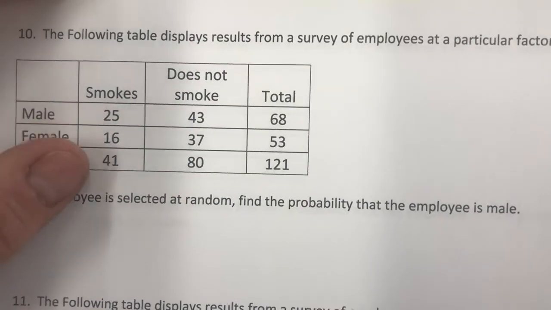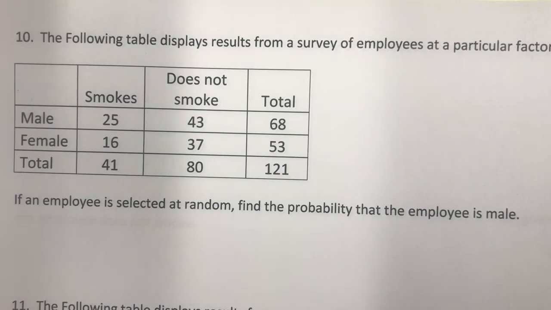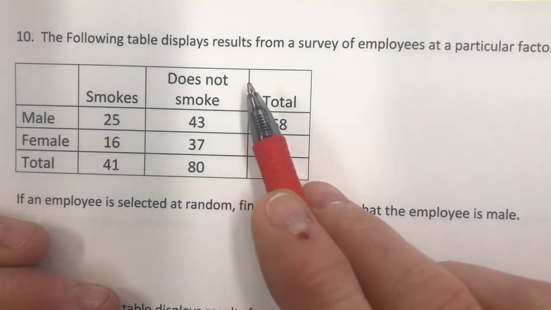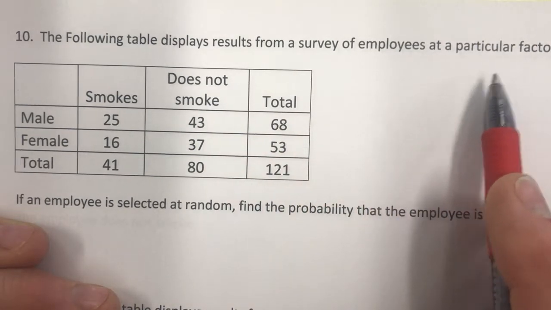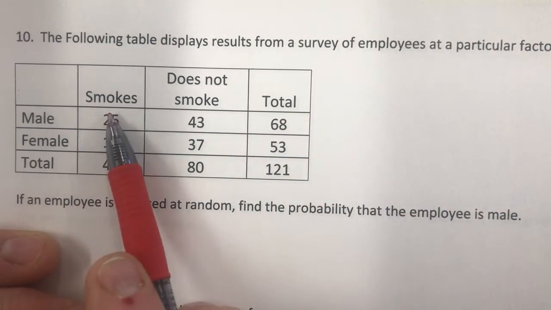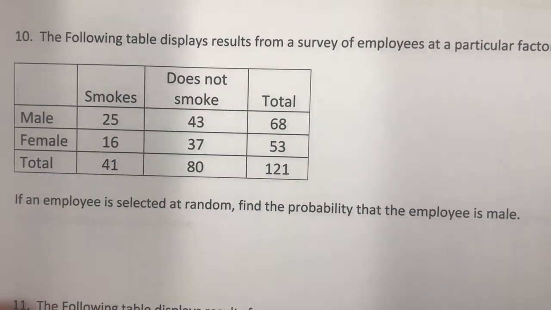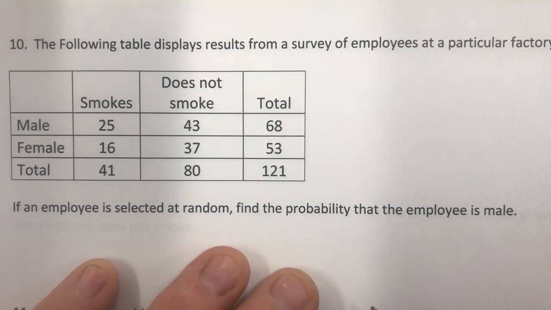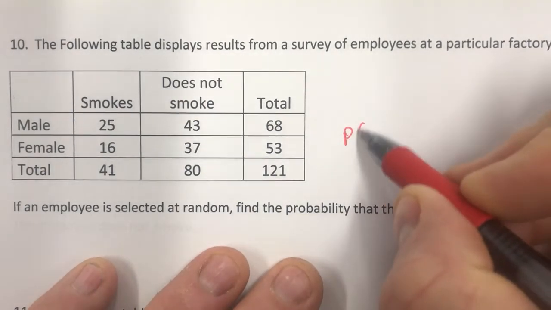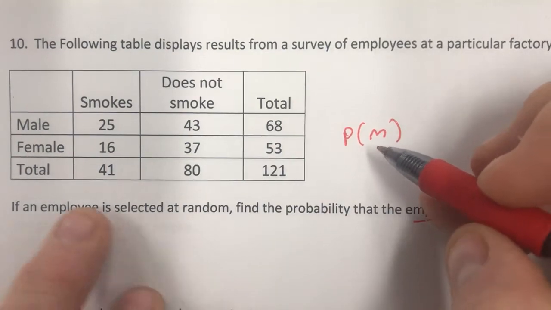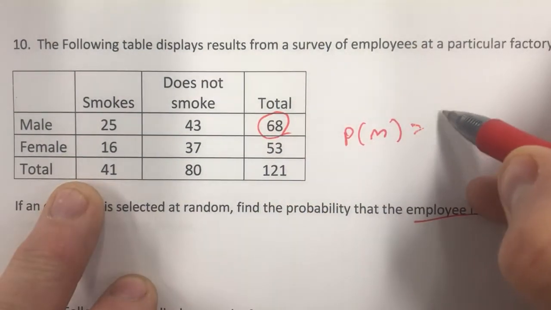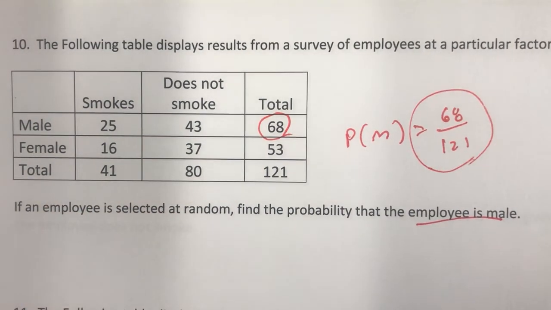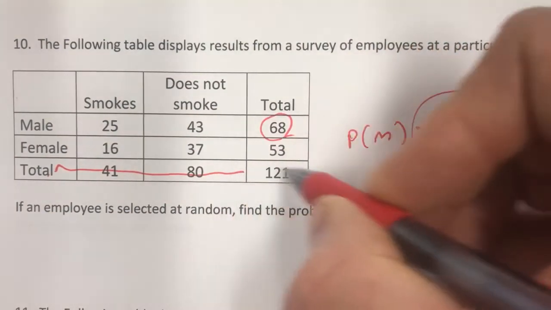All right, 10. Now you may have caught on already. We've got a different one here. This following table displays results from a survey of employees at a particular factory. So there's male and female, some smoke, some do not smoke. Okay. Find the probability that the employee is male. So that's just the probability that he's male. So for the male, there's 68 total males out of 121 total. And you just divide those. See the total right here.